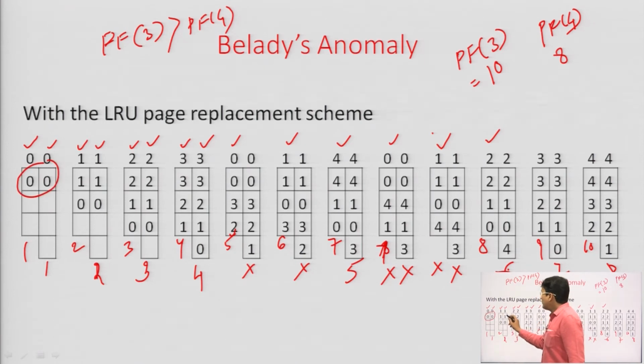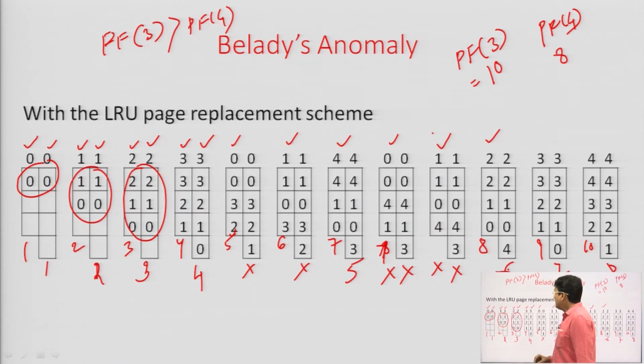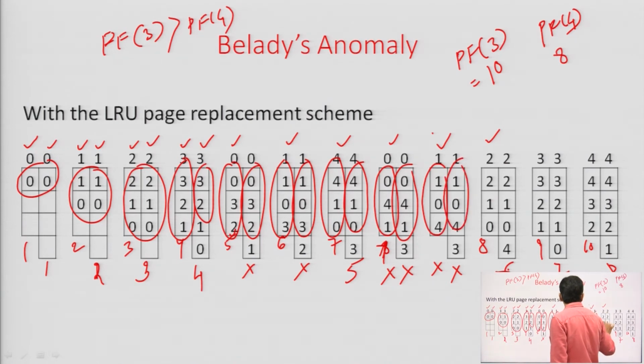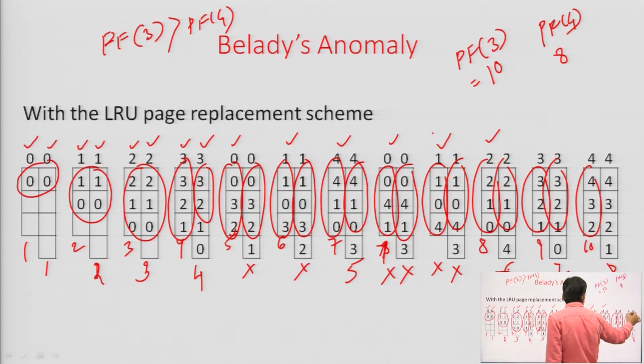0 is present here, 1 and 0 both are present in both the schemes, 2, 1, 0 are present in both the schemes, means with the 3 frames and with the 4 frames as well. Similarly 3, 2, 1 is present here also. 0, 3, 2 is present in the 4 frames as well. 1, 0, 3 is present here and 1, 0, 3 is present here as well. 4, 1, 0 is present here and 4, 1, 0 is present here as well. 0, 4, 1 and 0, 4, 1. 1, 0, 4, 1, 0, 4. 2, 1, 0, 2, 1, 0. 3, 2, 1, 3, 2, 1. 4, 3, 2, 4, 3, 2.